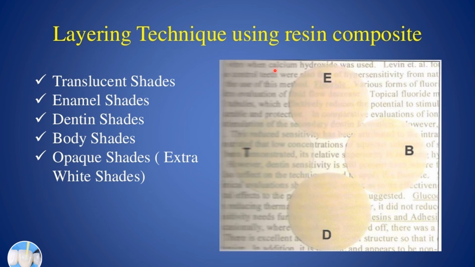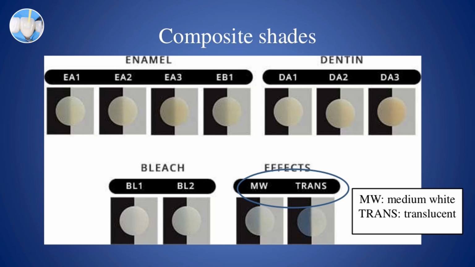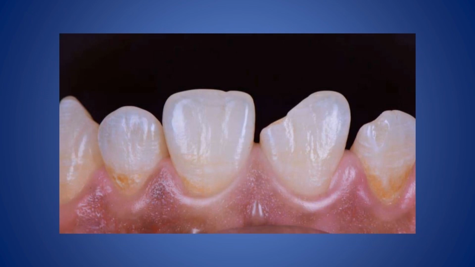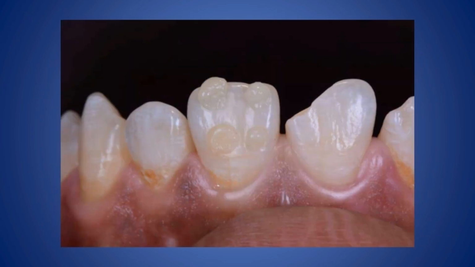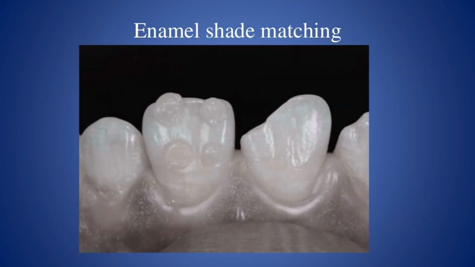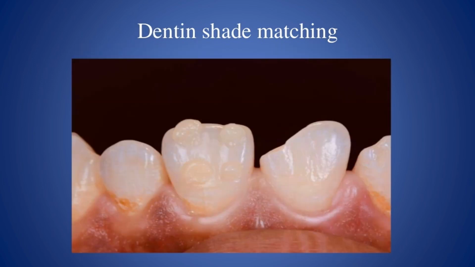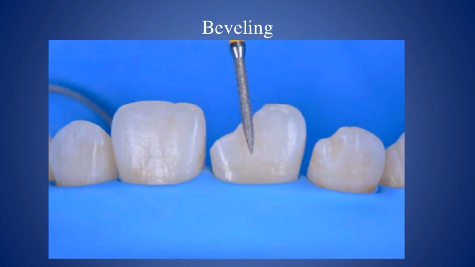5. Layering technique using resin composite: translucent shades, enamel shades, dentin shades, body shades, opaque shades, extra white shades. 6. Composite shades: MW, medium white, translucent. 7. Enamel shade matching. 8. Dentin shade matching. 9. Beveling.